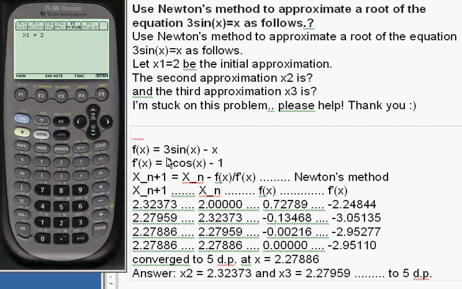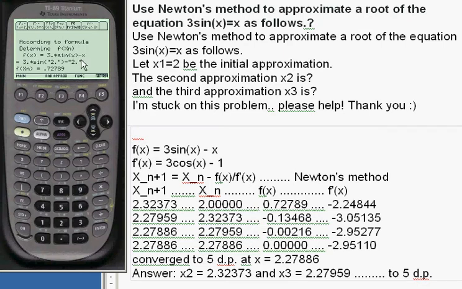And of course, when we put these functions into the calculator, we have to use times in here. 3 times sine of x minus x. The first derivative is 3 cosine of x minus 1. And I'll show you how we find all that. So x1 becomes x2. We put that in here for the formula.